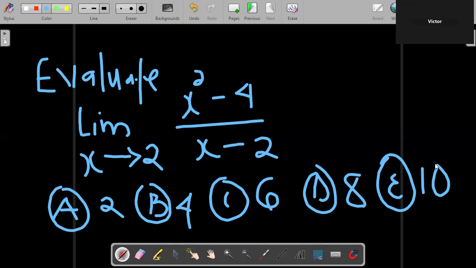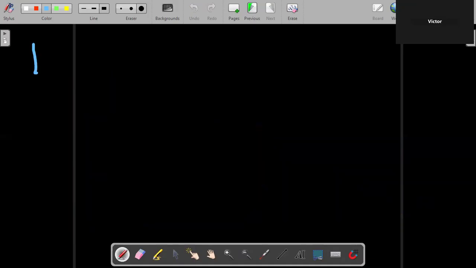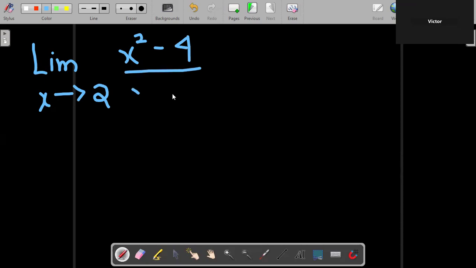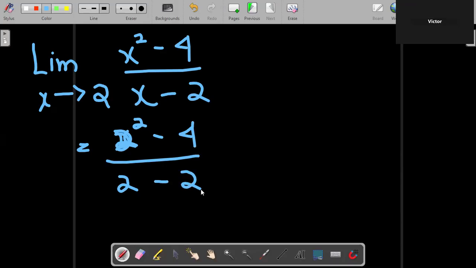I'm done. Okay. So if I want to solve this, as I've told you, anywhere you see x, you should put 2. So let's see what we have. Look at the question: lim x tends to 2 of x squared minus 4 over x minus 2. This means that x tends to 2, so anywhere you see x, put 2. If that should happen, we are going to have 2 squared minus 4 over 2 minus 2. 2 squared is 4, minus another 4. 2 minus 2 is 0. 4 minus 4 is 0.